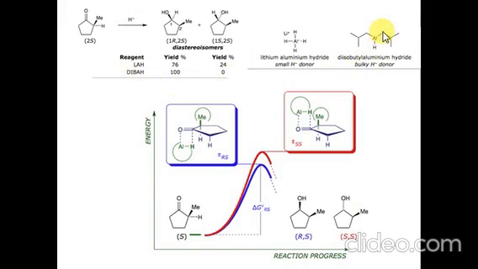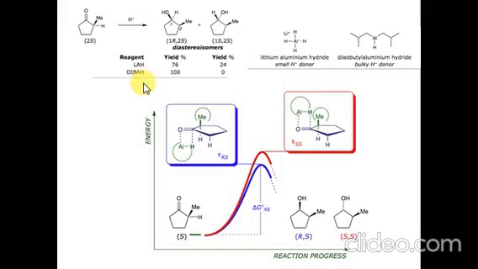So when you are using this strong hydride source, which is a large bulky source, you can see that only this product is forming and this product is not forming at all. So DIBAL is exclusively yielding only one product. With DIBAL there is no other option, but with lithium aluminium hydride there are two options, right?